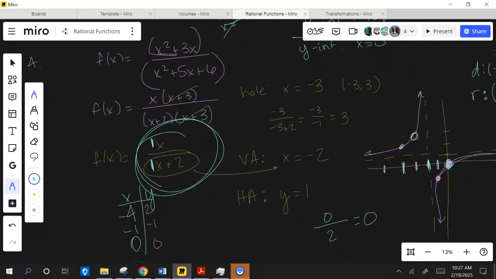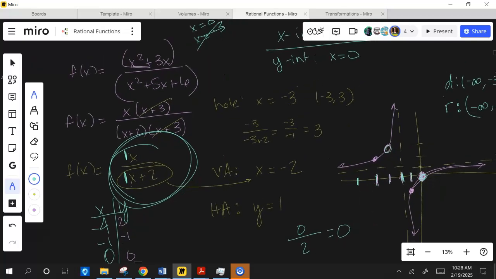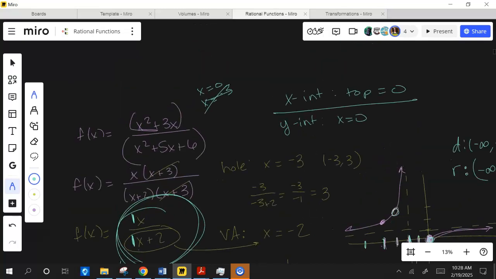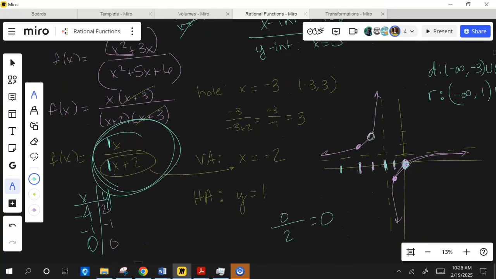Do it after you've taken the hole out. So after you factor it and cancel something out, so then you have x over x plus 2, use that to find your intercepts. No, because it would give you an x equals -3, but that's not one of the intercepts. You have to cancel it out.